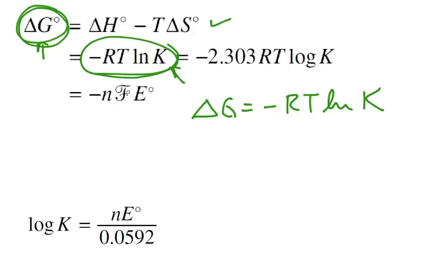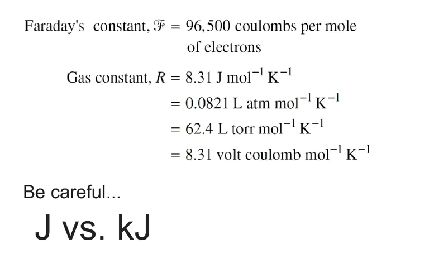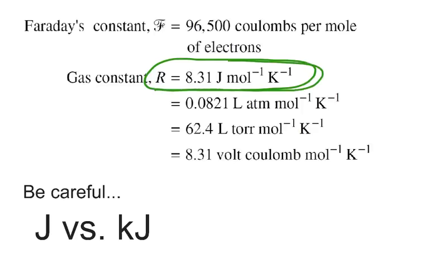Now what about R and T? Delta G and delta H are in kilojoules. If we go back to the formula sheet, here's R, and R is given in joules. We have to be very careful here, because the R is in joules, but our delta G is needed in kilojoules. So there's going to be a conversion you're going to have to do.